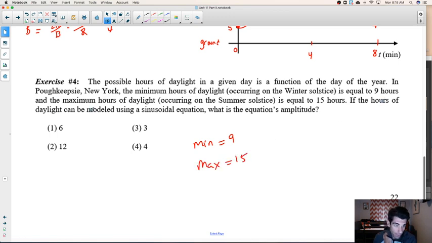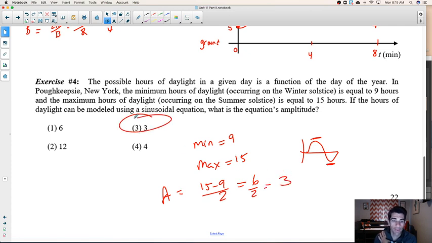If the hours of daylight can be modeled using a sinusoidal curve, what is the amplitude? So we just kind of did that one up top. The amplitude is the difference between your max and your min height, over 2. 6 over 2, 3. There we go.